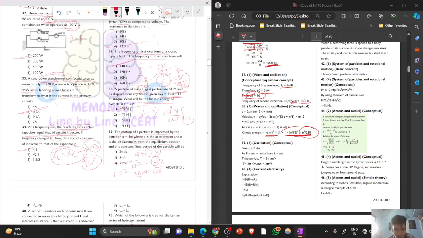You need to understand, okay, wait. Omega is equal to 2 pi by T. 2 pi by T is equal to root under b. So your time period will be 2 pi by root under b. So option third will be your correct answer.